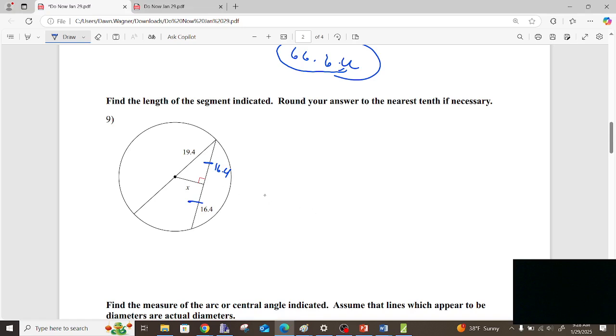What formula could I use on a right triangle to find a missing leg? Pythagorean theorem. A squared plus B squared is equal to C squared. A and B are the legs. C is your hypotenuse. I always tell you to figure out what C is first. So on this right triangle, what's going to be the hypotenuse? 19.4. Very good. 19.4 squared has to equal x squared plus 16.4 squared.